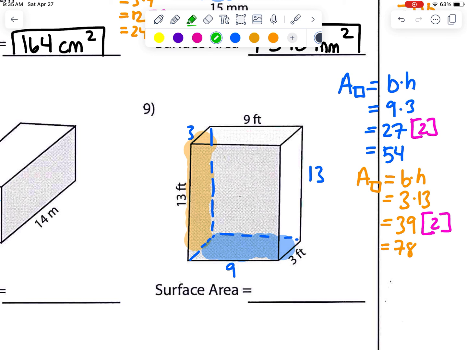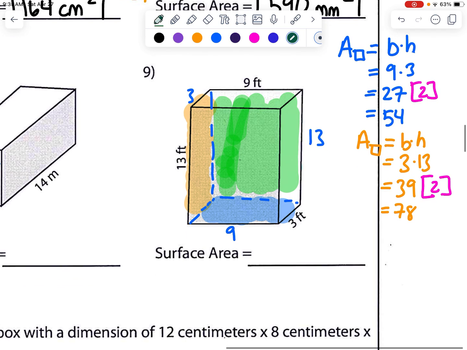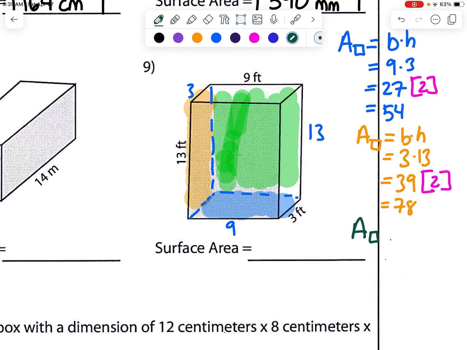And now the last one over here, this back rectangle, I will have as 9 times 13. Okay, 9 times 13 is 117. So if the back's 117, that means the front is 117 as well. And 117 times 2 is 234.